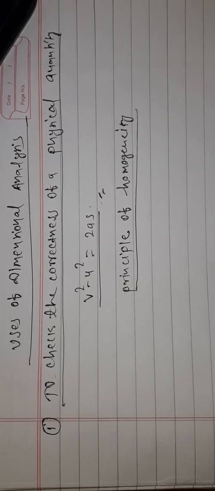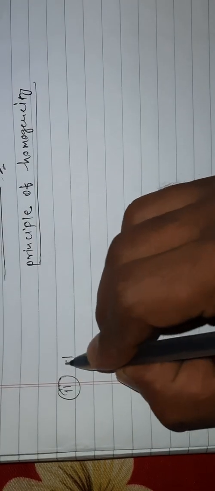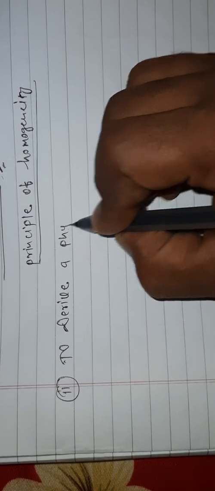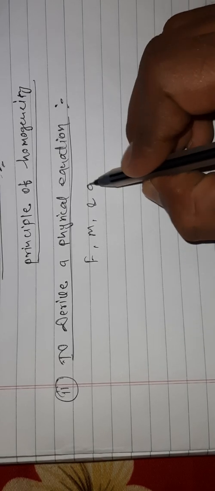Second use, okay, this is very important also. The second use is to derive a physical equation. If you want to derive a physical equation, then by dimensional analysis we can easily derive it. Suppose we want to derive the relation between force, mass and acceleration, then by taking the dimensional analysis we can easily derive its formula or its equation.